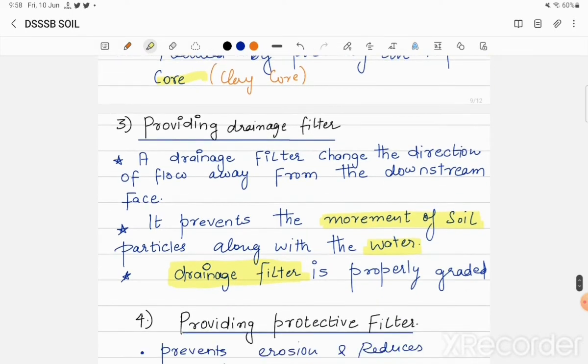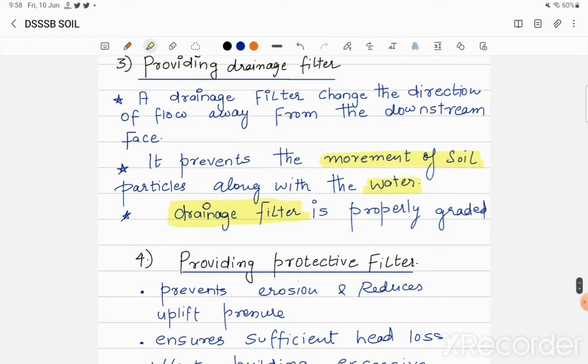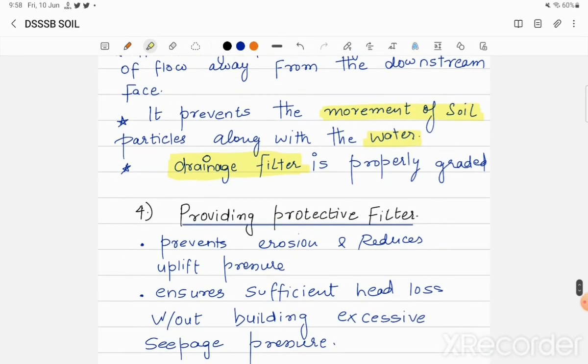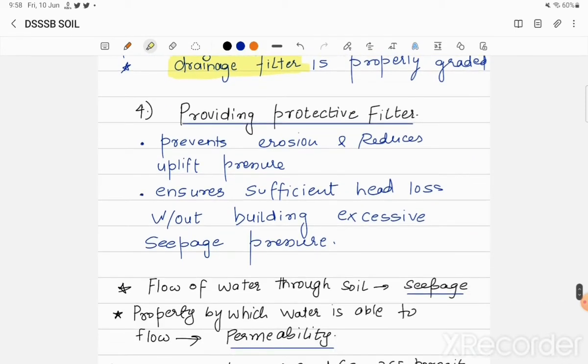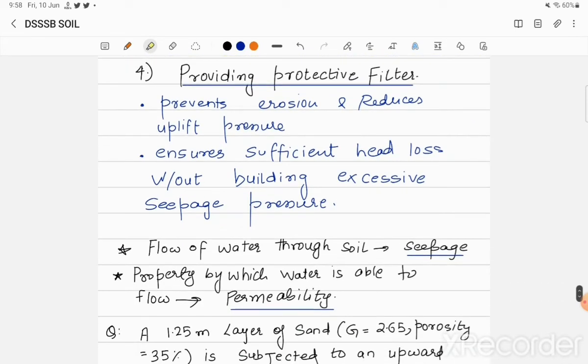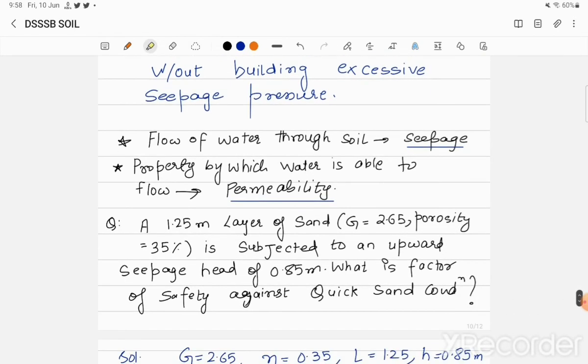Now the third is providing a drainage filter. A drainage filter changes the direction of flow away from the downstream face. It prevents the movement of soil particles along with water. Hence a drainage filter can be used. Then providing a protective filter to reduce uplift pressure, ensure sufficient head loss without building excessive seepage pressure.